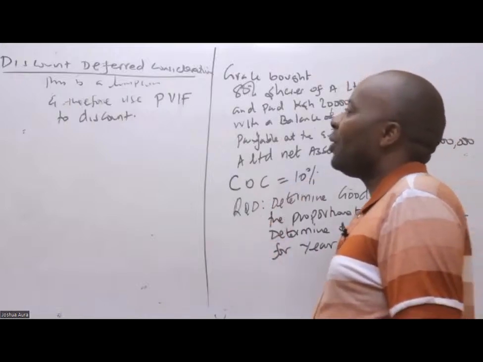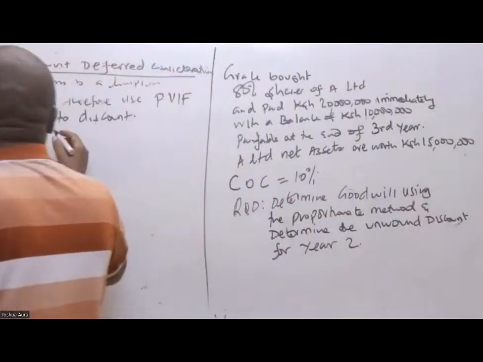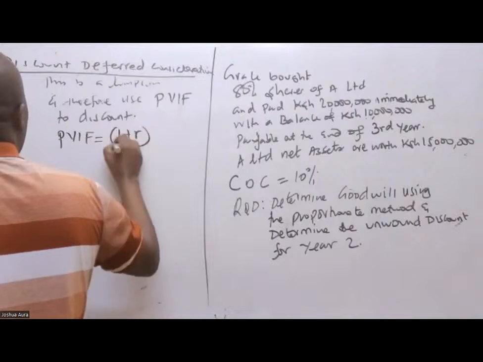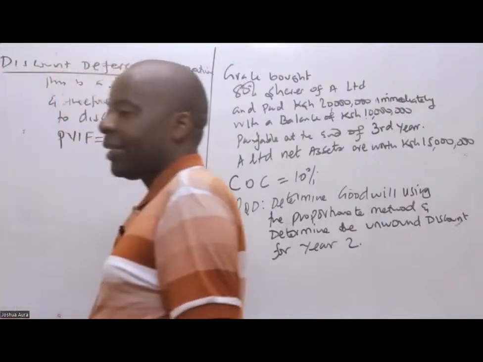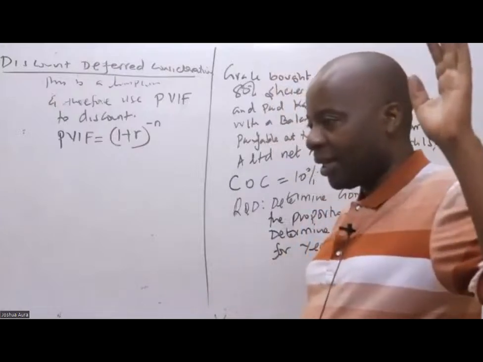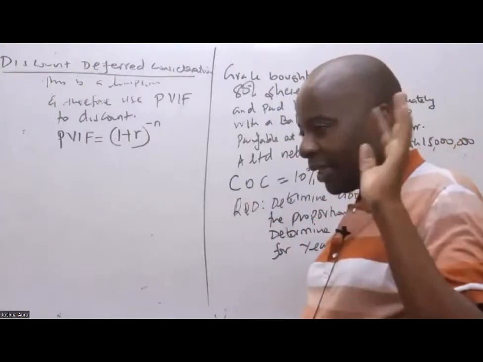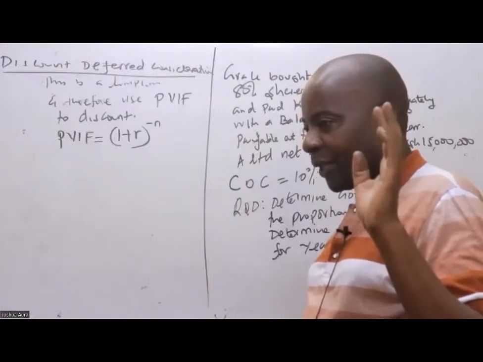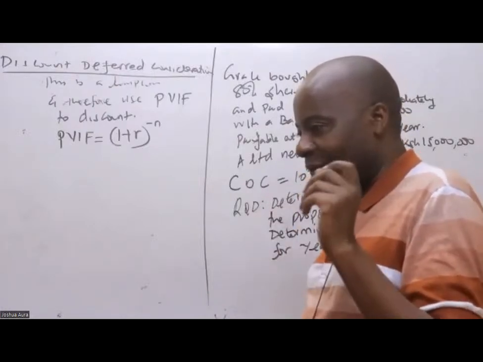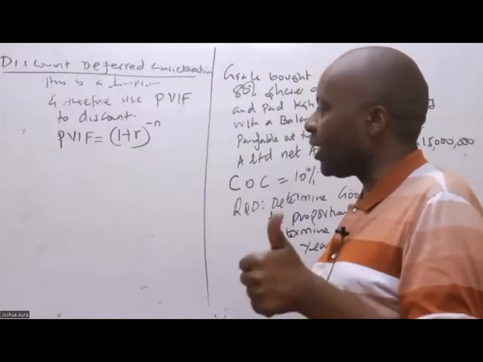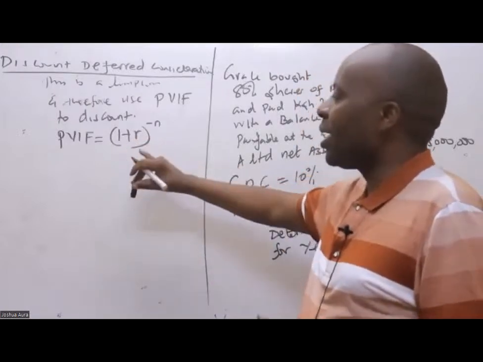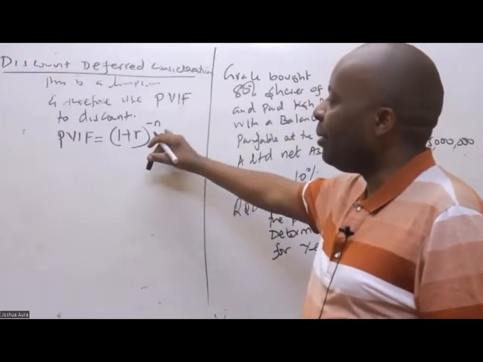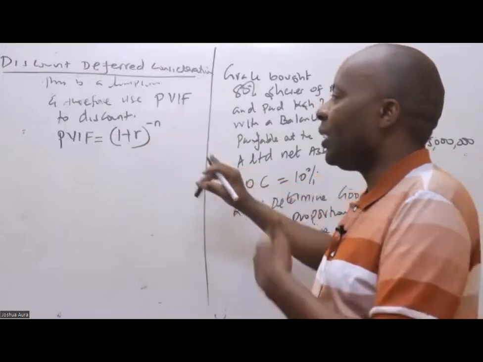Now, if it's the present value interest factor that I shall use to discount, I know the formula. PVIF is (1 plus R) raised to negative n. Is there anybody who is able to remember this formula? R is the rate of return, which is the cost of capital, and the cost of capital is 10%. N is the period. Grace will be paying this amount in 3 years' time.